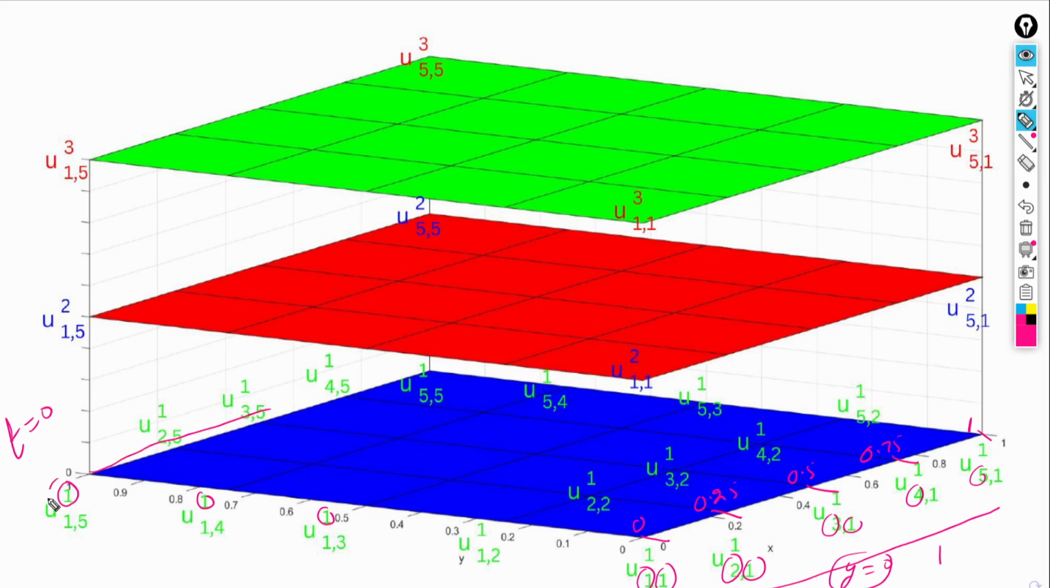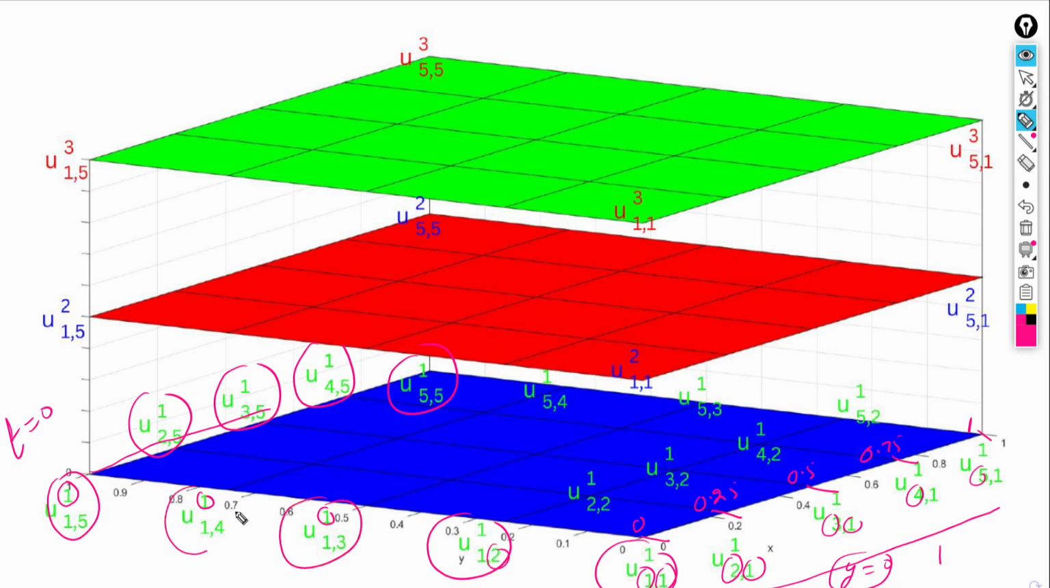You can see here u115, u125, u135, u145, and u155. Also in the y direction, this is u11, and here the index for y is 2. This is the third point, this is the fourth point, and similarly on this side, these are the values at which we need to compute.